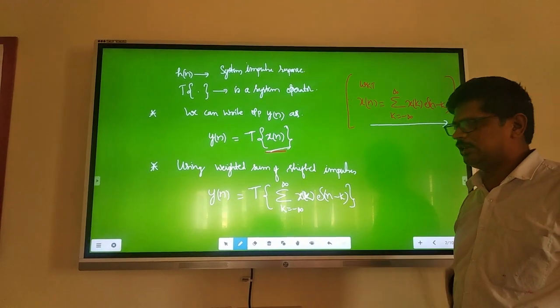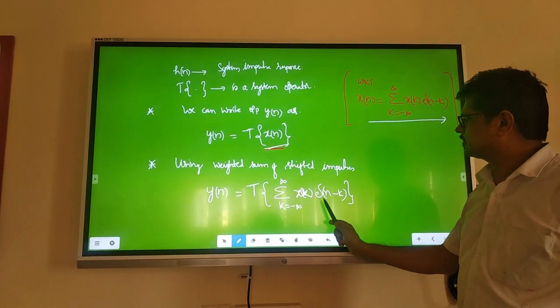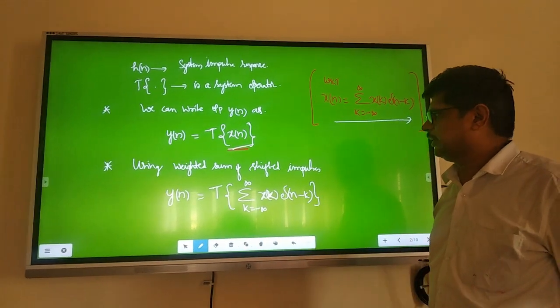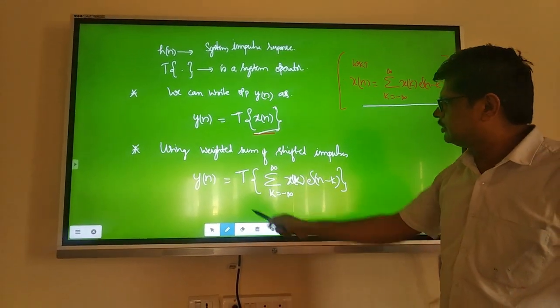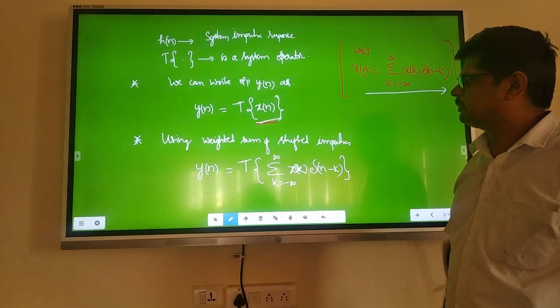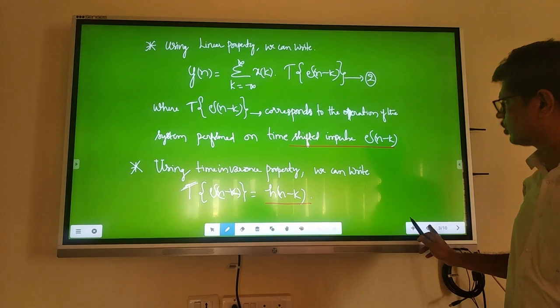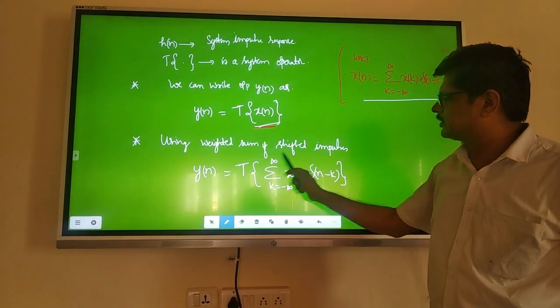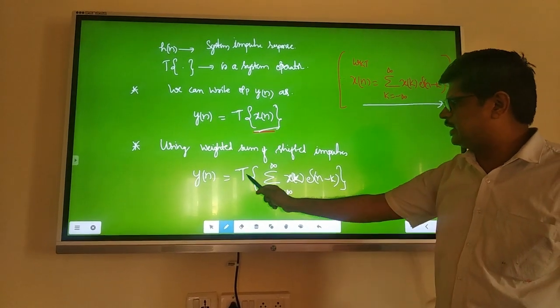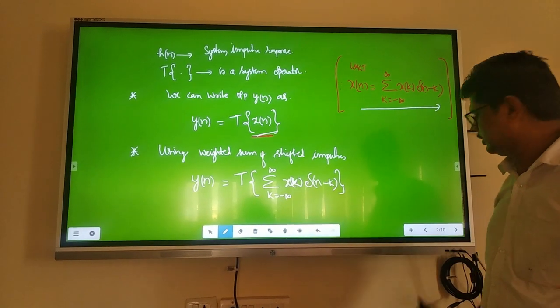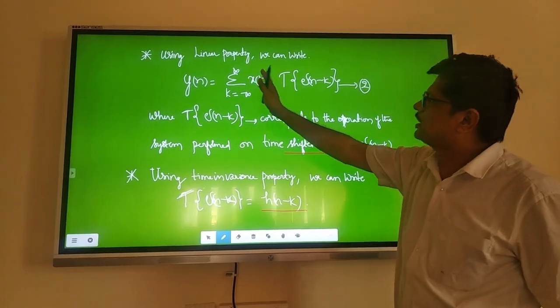x of n is summation k equals minus infinity to plus infinity x of k, delta of n minus k. Here x of k is there, and delta of n minus k is there. Now, using the linear property, we can take out the x of k summation first, and we can write the transform of delta of n minus k. That's how I will write.